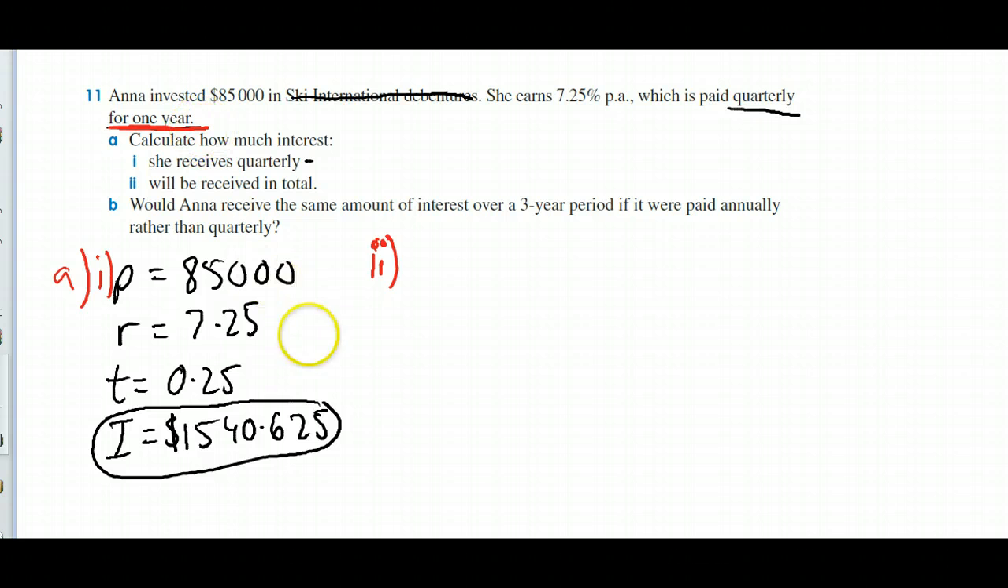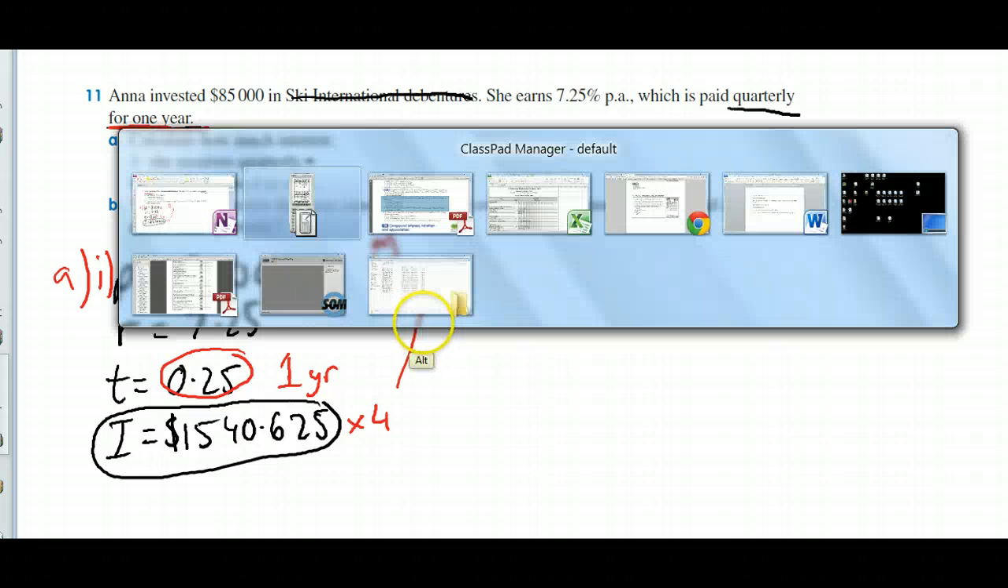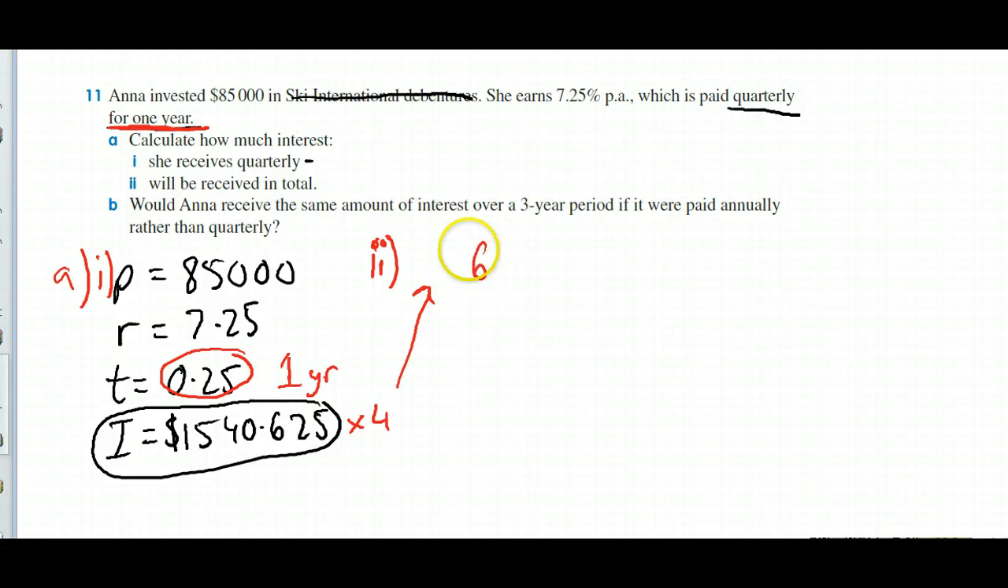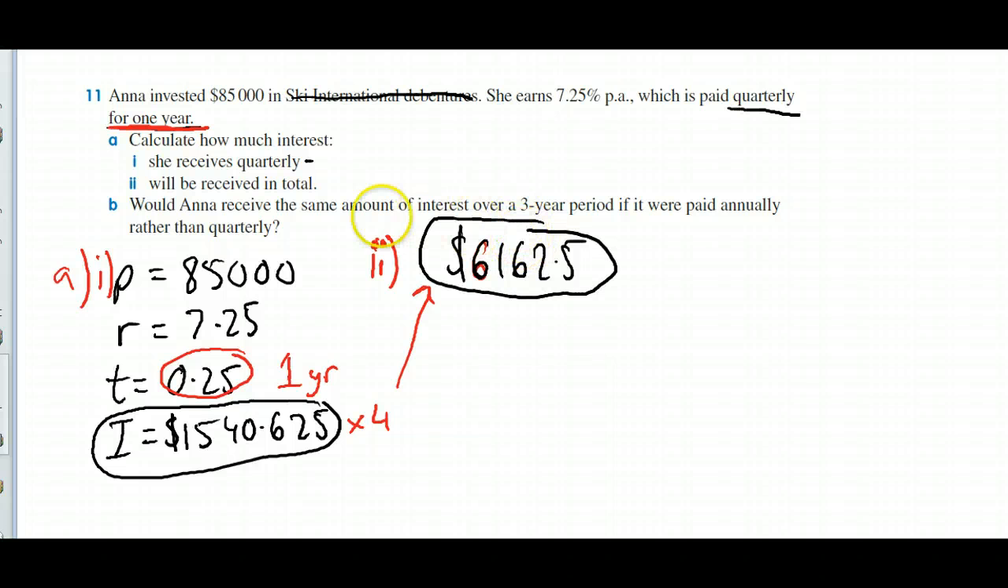So we could either put all that info back into the calculator and change the time to 1 year, or we could just multiply this by 4, because we know there's going to be 4 of these periods in 1 year. That's going to be a bit easier. Let's just do that. So we'll take that amount there, multiply it by 4, and there we go, 6162.5. That's how much money is going to be received in total.